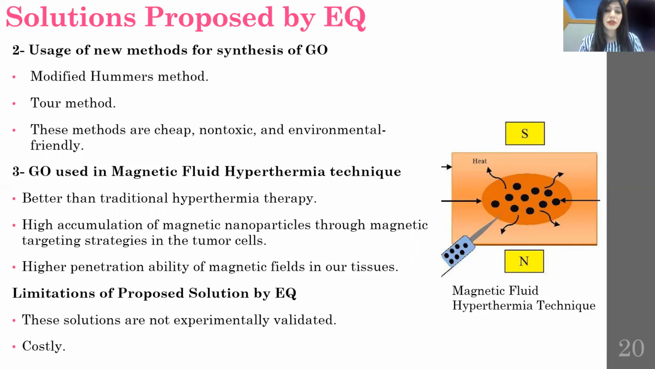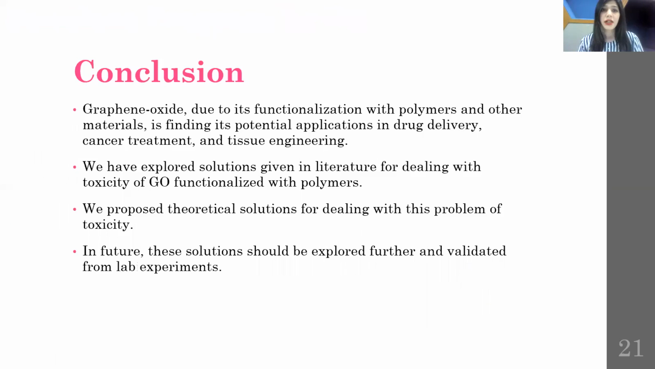But these solutions have some limitations, as they are not experimentally validated and are costly. Here's the conclusion of our presentation. Graphene oxide, due to its functionalization with polymers and other materials, is finding potential application in drug delivery, cancer treatment, and tissue engineering. Despite its advantages, the toxicity and accumulation of graphene oxide in organs raise concerns, and research is being conducted to address these concerns.